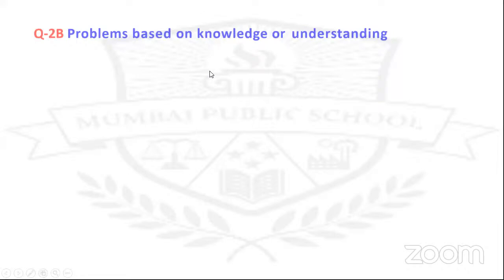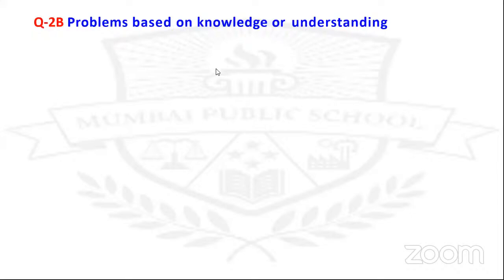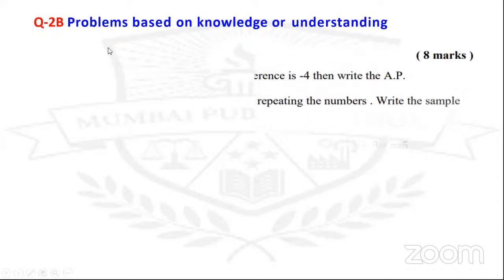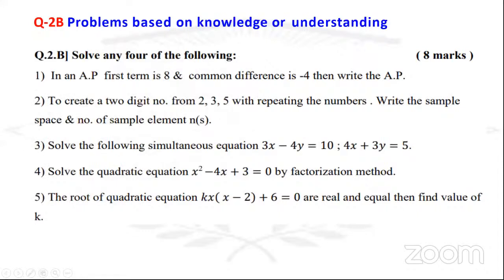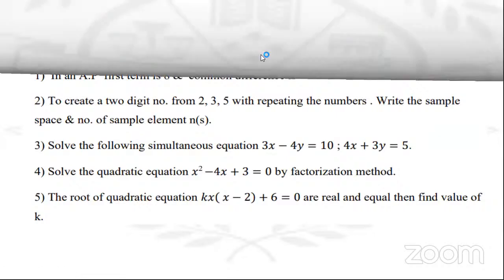Now here, question number 2B. These are the problems based on the knowledge or the understanding of the child. Check this question. Solve any 4. You've got 5 questions with you. Out of those 5, you have to solve 4. 8 marks.